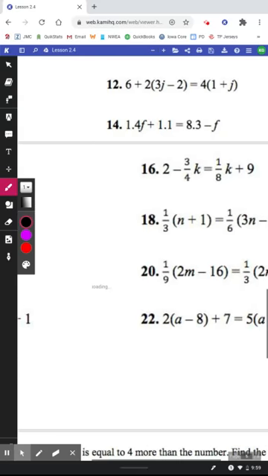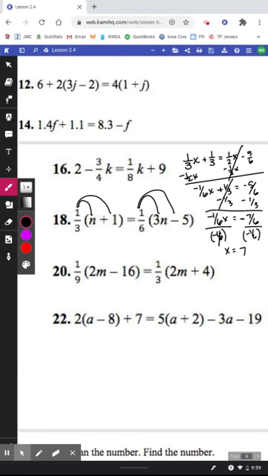Let's go down to 22 here. Kind of long, has a lot going on, a lot of distributing and combining like terms. So we'll start with our distributing. 2 times a is 2a, or 2x. 2 times negative 8 is negative 16. And then we have this plus 7. Equals 5 times a is 5x. 5 times positive 2 is plus 10. And then finish the rest of the problem. Minus 3x minus 19.